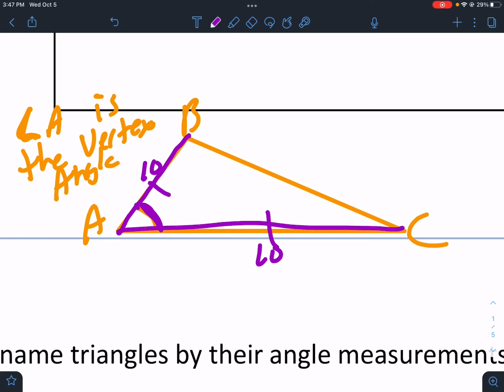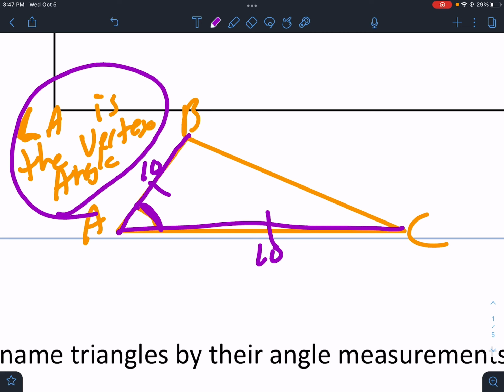What is one of my goals with pictures this year? My goal is to mess you up. So you can't always trust the picture. If the problem tells you that it's the vertex angle, you just have to trust. The picture will not always be drawn appropriately. If you want to redraw it to make it look better, you can.